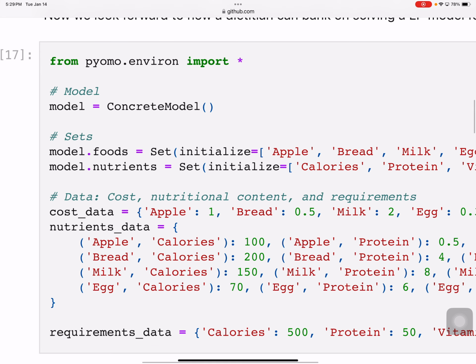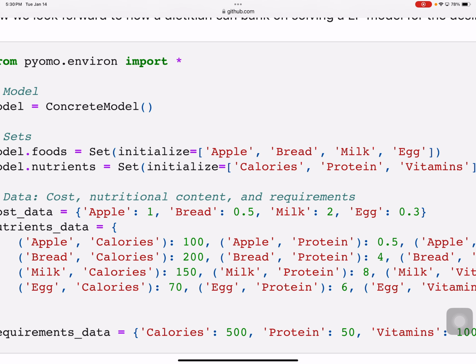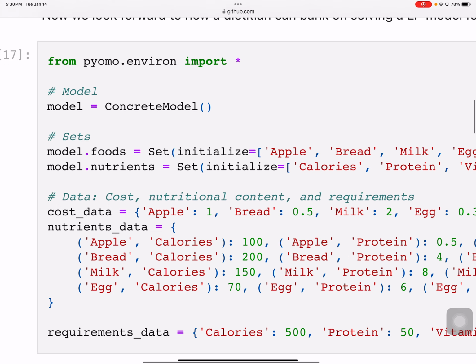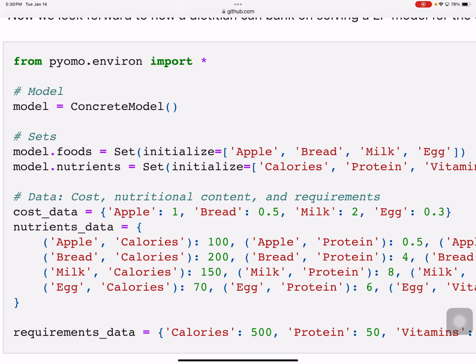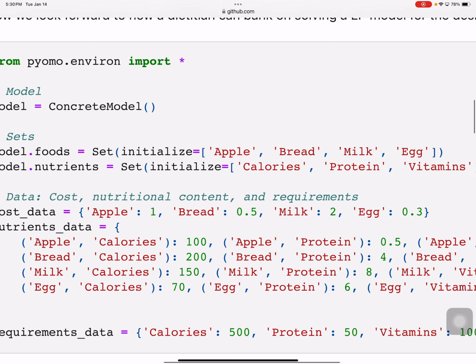As we said, Pyomo has different objects you can define. The first is called sets. The sets are like the indices you are going to use to index the parameters and the variables. Here we have a set of foods, which are apple, bread, milk, and egg. This is a list you use to define the set. And then we also have a set of nutrients, here calories, protein, and vitamins. I just define them using Python strings here.